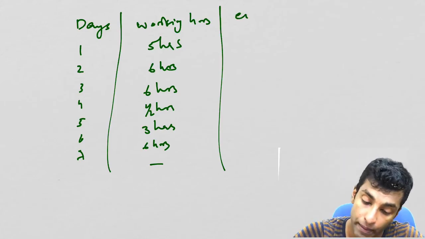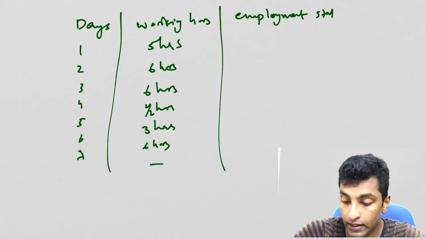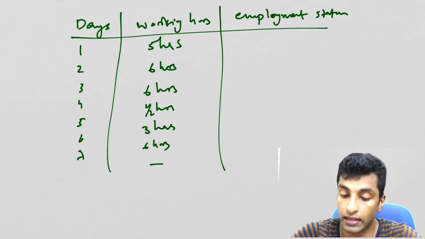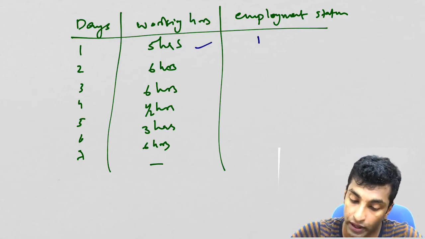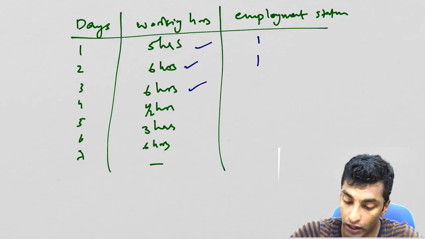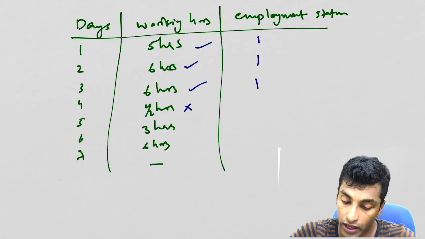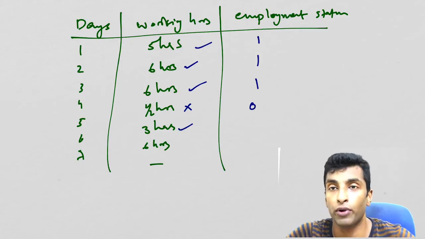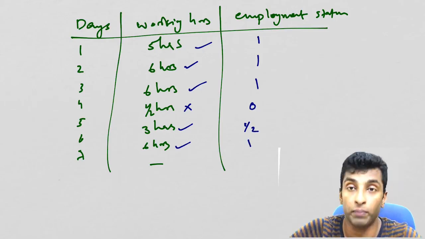Now let's consider the employment status here. As per what we have discussed, more than 4 hours is employed, so we'll put 1 there. The third day also employed, because more than 4 hours, 1. Here not employed, so 0. Now 3 hours is half employed, so we will put half. 6 hours employed, so we'll put 1.